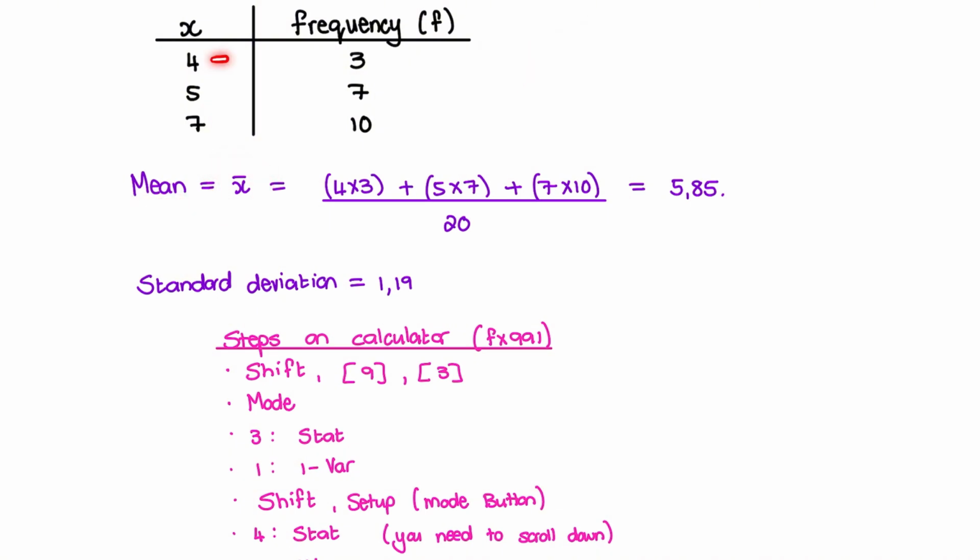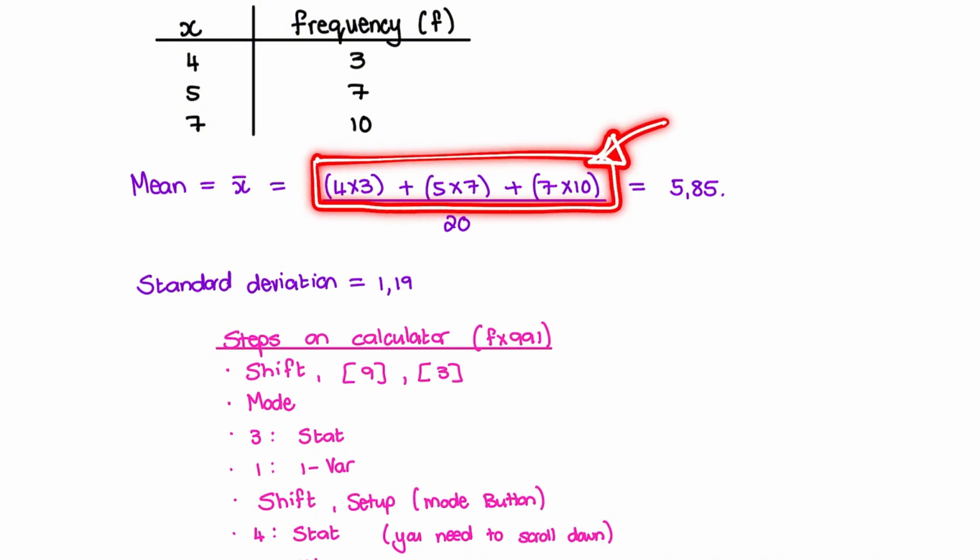So if 4 occurs 3 times, it'll be 4 times 3. 5 occurs 7 times, so it's 5 times 7. And 7 occurred 10 times, so it's 7 times 10. So this will be the total of our data. So that's all the data values added up together.